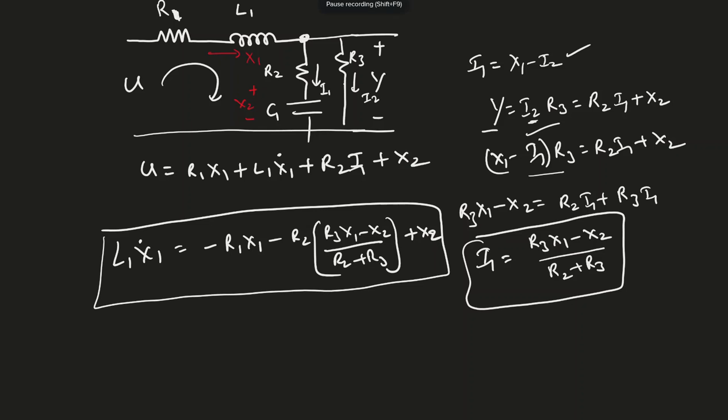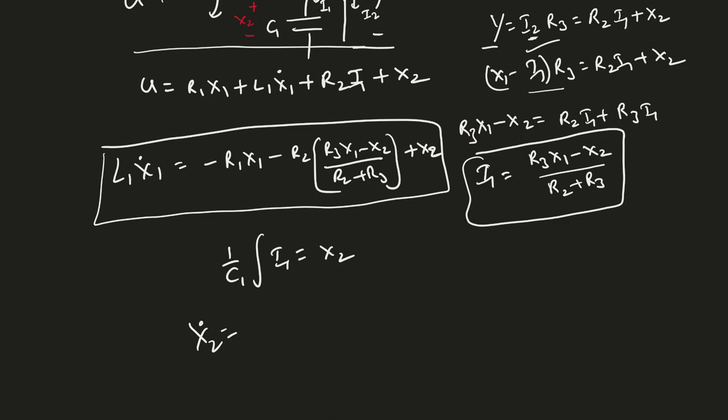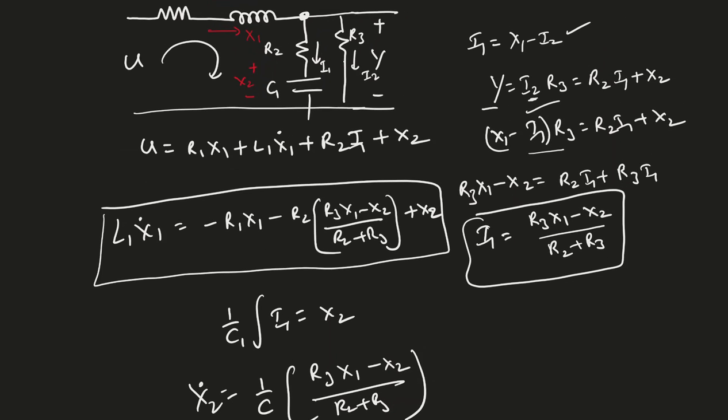Another state equation is 1 over C1 times the integral of I1 equals x2, or I can say x2 dot equals 1 over C times I1, and I1 is nothing but R3 x1 minus x2 over R2 plus R3. That's the other state equation. Now the output is Y equals I2 times R3, or Y equals x1 minus I1. So x1 R3 minus R3 times I1 is nothing but R3 x1 minus x2 over R2 plus R3.